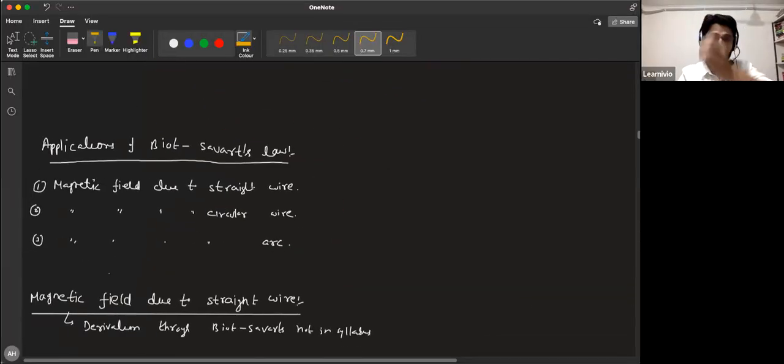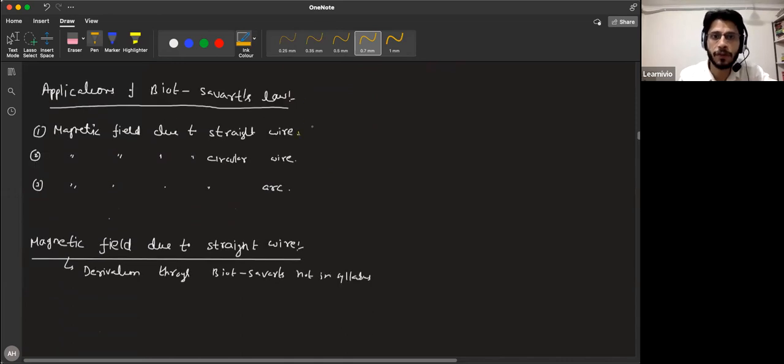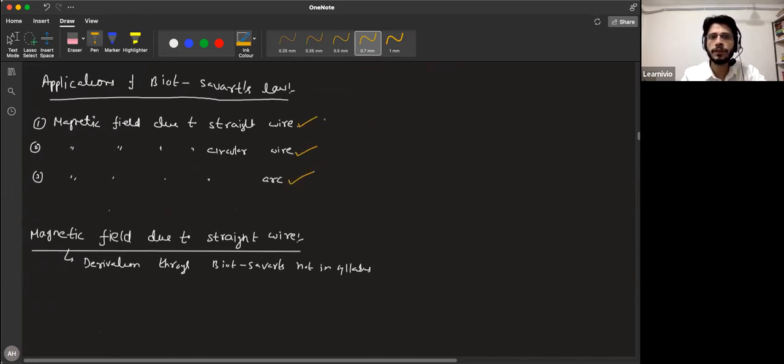Now we have some applications of Biot-Savart law. The first application is magnetic field due to a straight wire, magnetic field due to a circular wire, magnetic field due to a circular arc. These three applications are in your syllabus. This application is in your syllabus, but not through Biot-Savart law. This is in your syllabus using Ampere's circuital law, but we will do it in some numericals of electromagnetic induction. You will need this straight wire. You should know how to calculate straight wire. Since it is not part of the syllabus using Biot-Savart law, we will not consider the derivation right now.